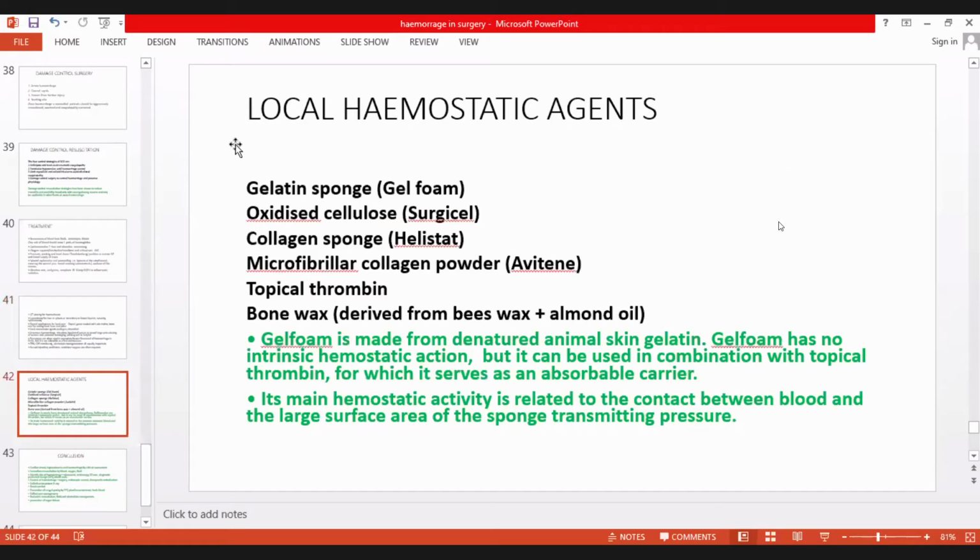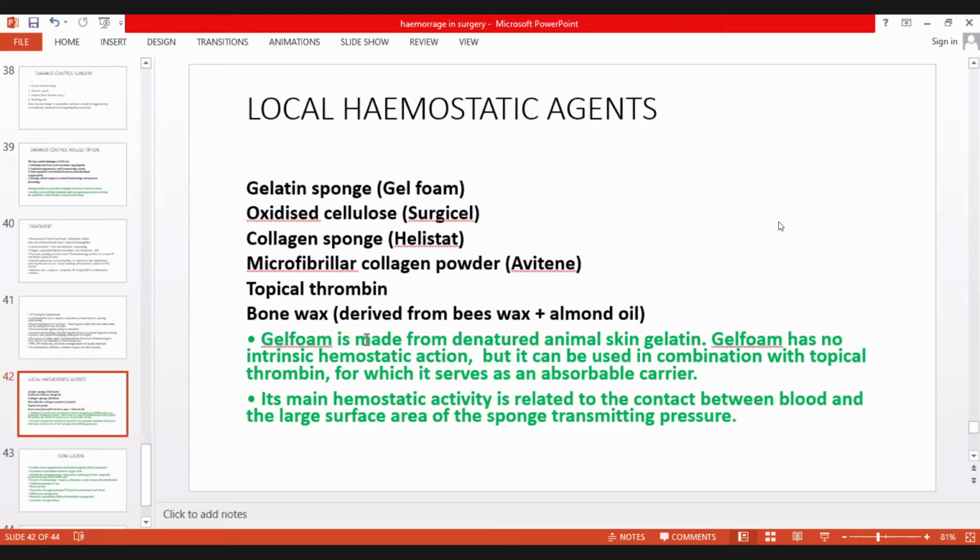So you need to know some hemostatic agents: gelatin sponge, oxidized cellulose, collagen sponge, microfibrillar collagen powder, topical thrombin, bone wax. These are used frequently in our surgical practice, and we need to know the composition.